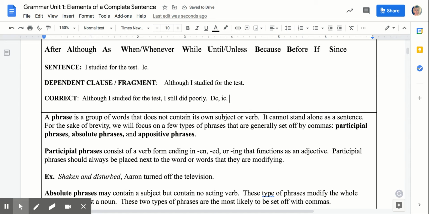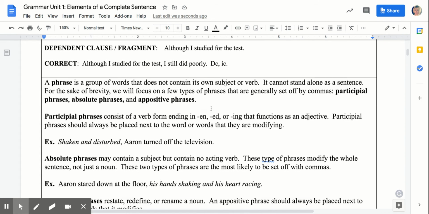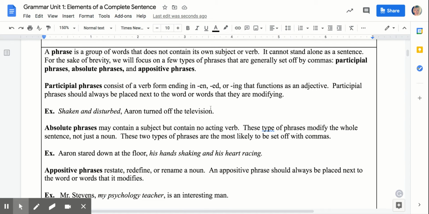If we were to invert that sentence, I still did poorly, although I studied for the test, right? We would not need that comma if the dependent clause came after the independent clause. So that should be a quick review for you. This might be some new information for you, okay?